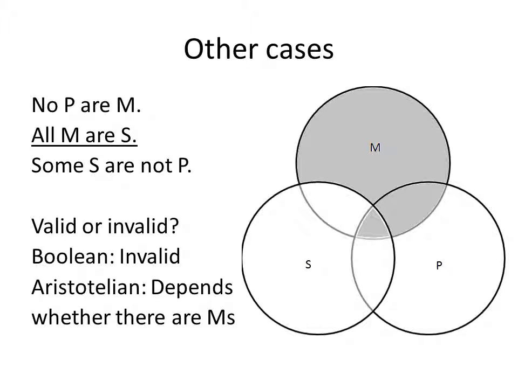All right, there are other cases where we need to look out, so this is just to show you what it is that we're looking for. Again, note that we have 2 universal premises and a particular conclusion here. One circle has all 3 parts shaded in. Which circle is that? Well, it's the M circle. From the Boolean perspective, this is invalid: universal premises, particular conclusion, invalid automatically. From the Aristotelian perspective, it depends, in this case, on whether or not there are any M's. If there are, it's valid. If not, it's invalid.